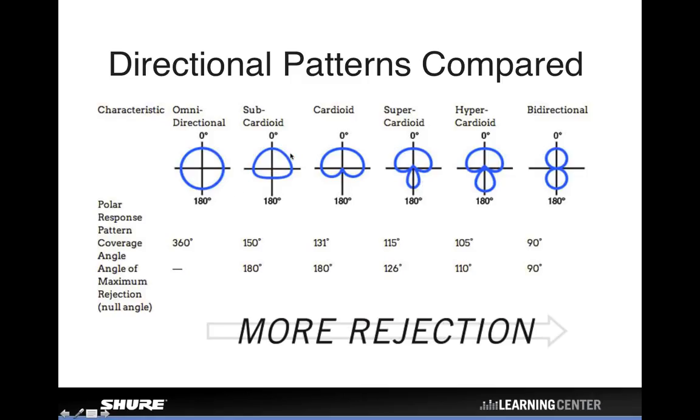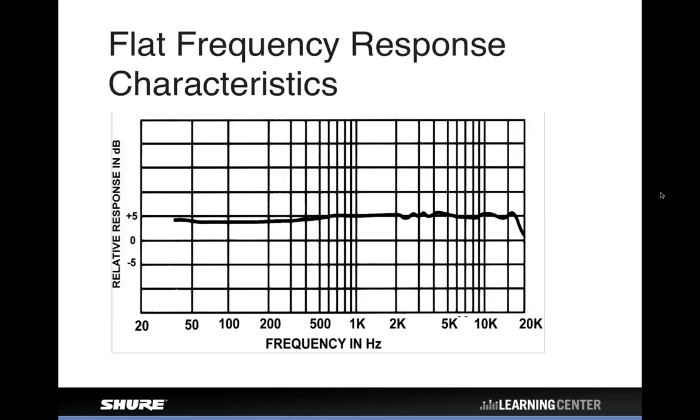Or maybe you don't want to deal with this lobe at the back, which gives you a little bit of pickup and impacts stage monitor placement. All of these are important things to consider when you're thinking about the different pickup patterns of the microphone. And some microphones even have switchable pickup patterns, which is a nice feature. Sometimes you can choose between omni or cardioid, or cardioid and supercardioid. These are all features to look for and think about.